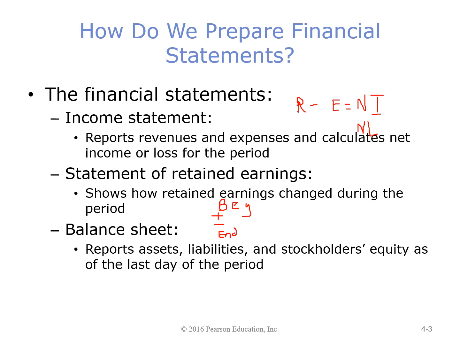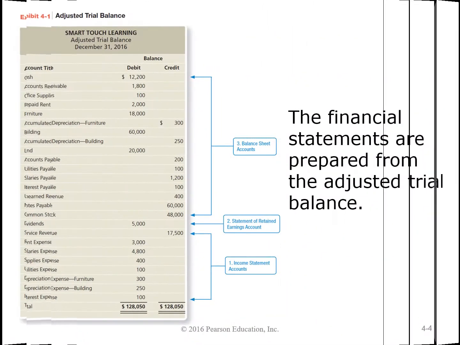And at the end, the balance sheet, or the statement of financial position, reports assets, liabilities, and equity at the date of the end of the year, which is normally December 31st. But the income statement and the statement of retained earnings show the results of operations that happened for one whole year, or for the accounting period.